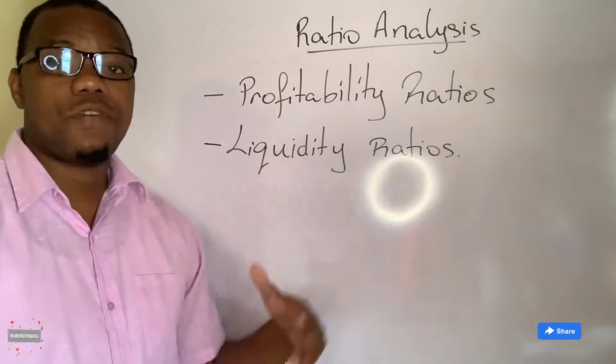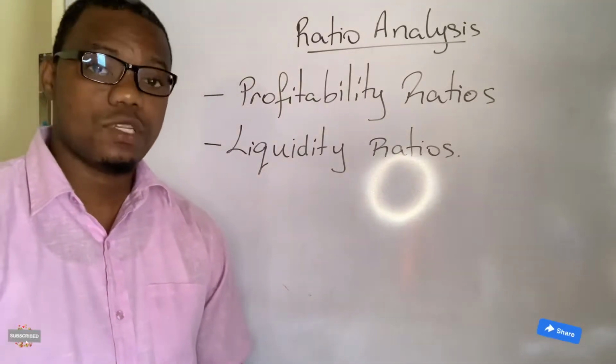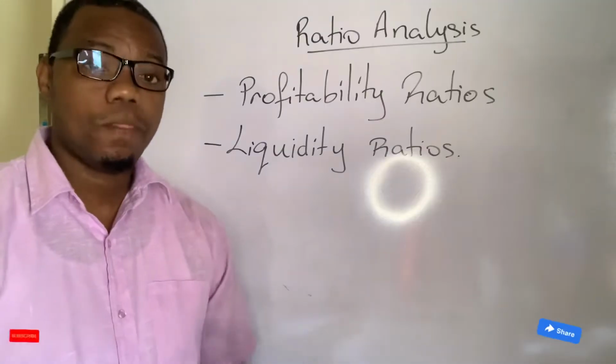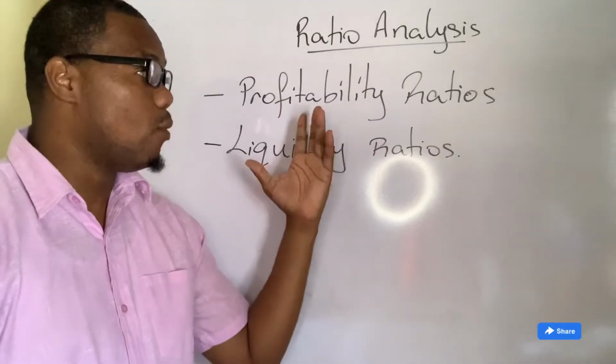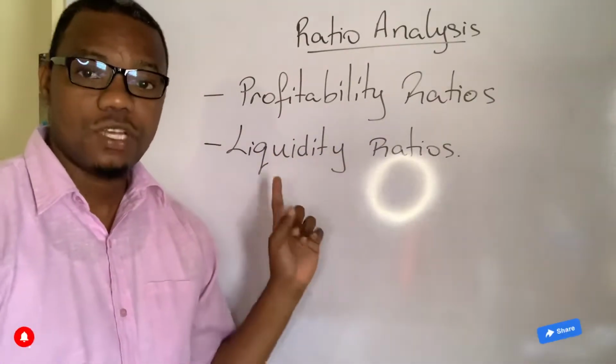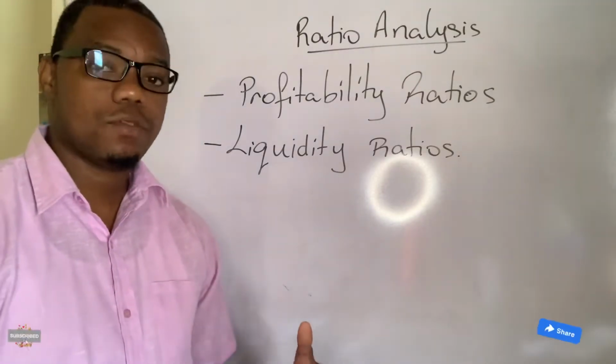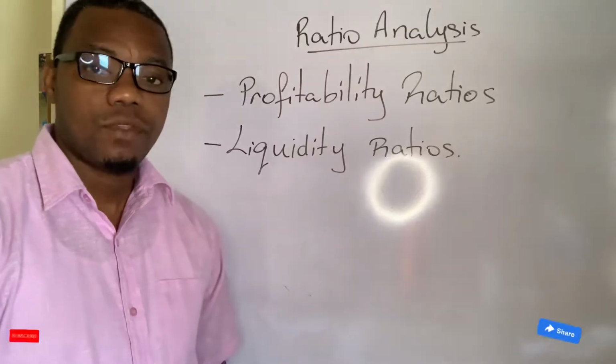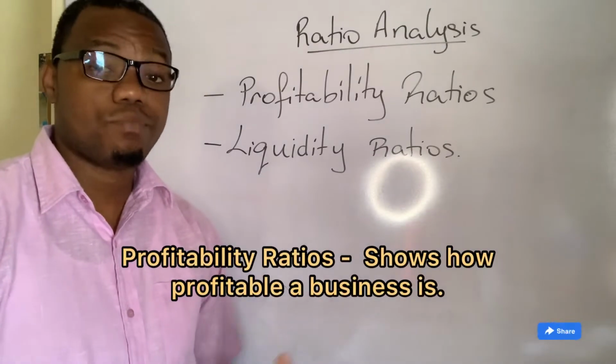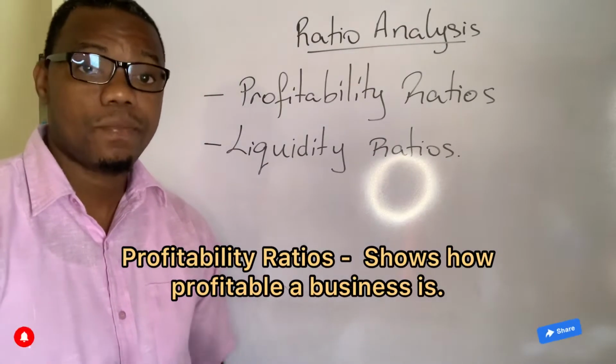We have two types of accounting ratios for this syllabus that you will be asked to know: profitability ratios and liquidity ratios. These are the two main types of ratios in this syllabus. Profitability ratios are ratios that show the profitability of the business, of the firm.